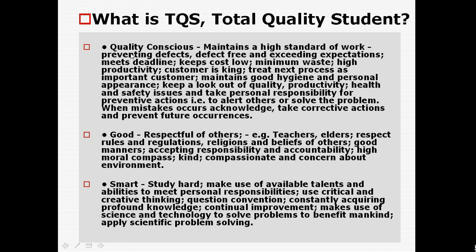Number one, quality conscious. A total quality student maintains a high standard of work. Preventing defects is the most important. Do not create a defect and then try to solve it. This is not productive. You should always think of prevention, because you know what they say, an ounce of prevention is worth a ton of cure. So prevent defects. You should do work which is defect free. You have to do work that exceeds expectation, meeting deadlines while keeping costs low. Don't spend big money to solve small problems. You minimize waste. Everything that you do, just use what is necessary.